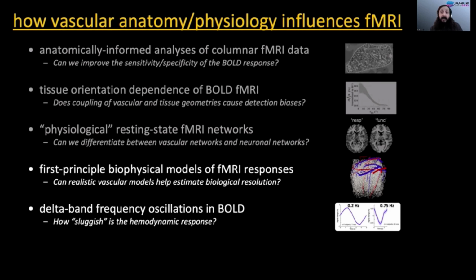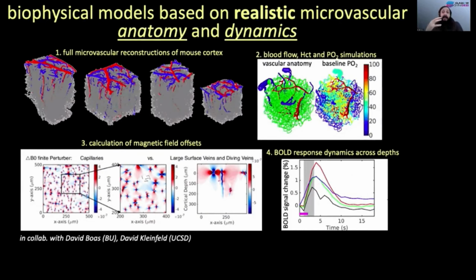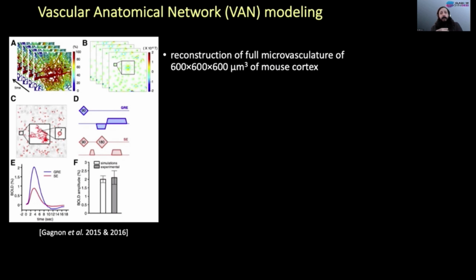Okay, so next I'm going to shift gears again and talk about biophysical modeling of the fMRI response to try to better understand these vascular influences. Now, the biophysical models that I'll be discussing are based on both realistic microvascular anatomy and dynamics. This BOLD modeling approach that I briefly mentioned earlier was pioneered by David Boas and his group. And so we call this approach the Vascular Anatomical Network, or VAN modeling approach, as it differs from other BOLD modeling approaches, such as the balloon model.